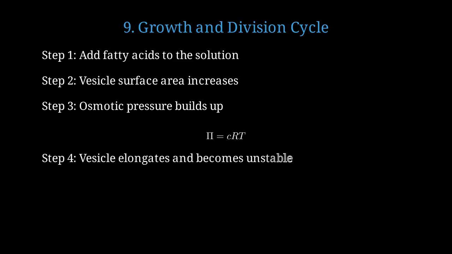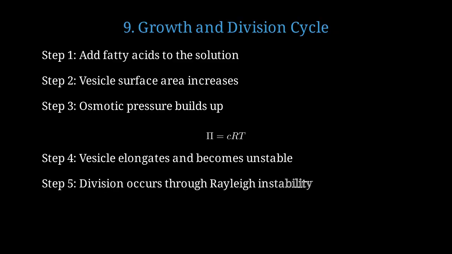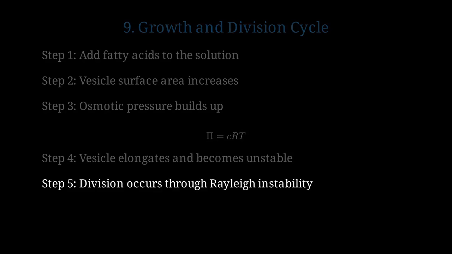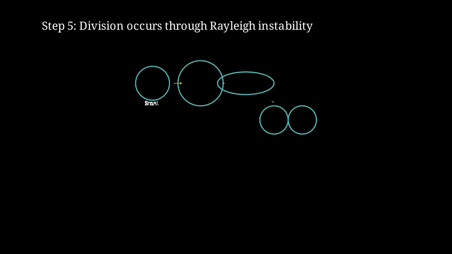Step 4. The osmotic pressure causes the vesicle to elongate and become mechanically unstable. Step 5. Division occurs through the Rayleigh plateau instability we discussed earlier. The complete cycle: a small vesicle grows by incorporating fatty acids, elongates under osmotic pressure, then divides into two daughter vesicles.